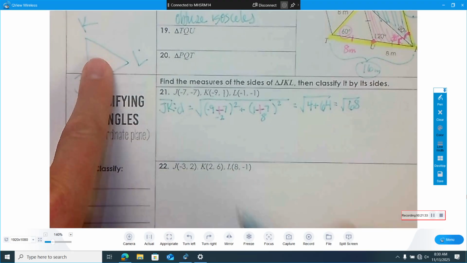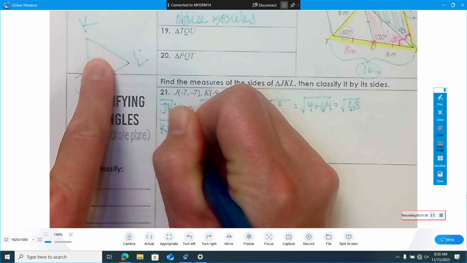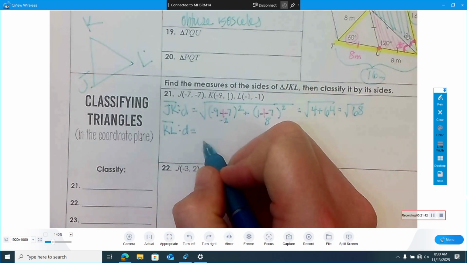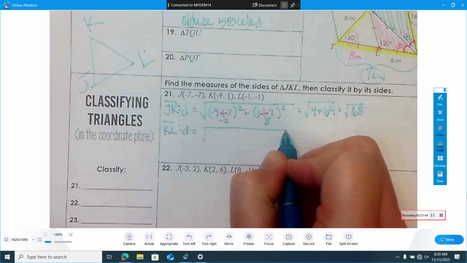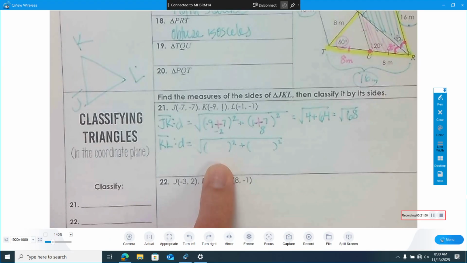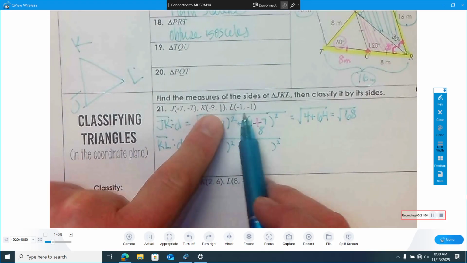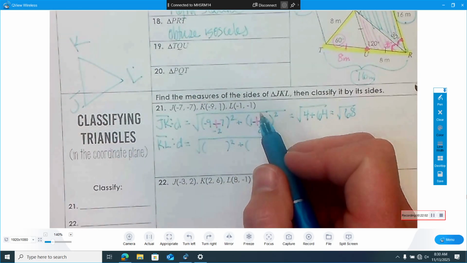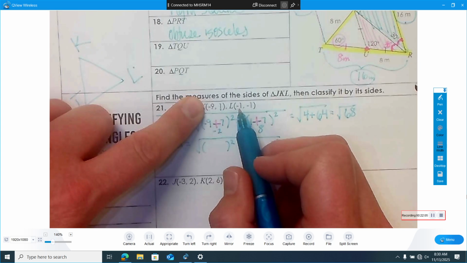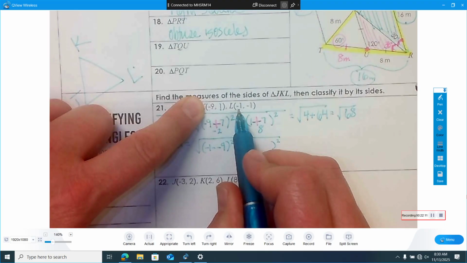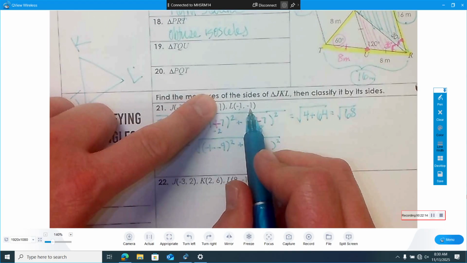All right, so we looked at one side. We also need to look at side KL. So now I'm using which points? K and L, yep, we're using points K and L. So again, I'm just going to set up my little structure here. Big square root of stuff squared plus stuff squared. And I'm using points K and L, so make sure you're keeping things straight here. So using points K and L, I'm going to take my x's and subtract them. So I have -1 minus a -9. And then I got to take my y's and subtract them. So -1 minus 1.